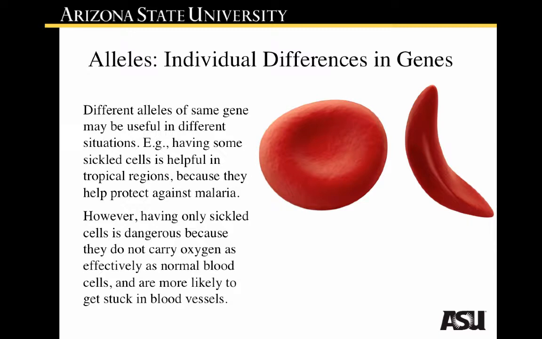So, for example, some sickled cells are helpful in tropical regions because they tend to help protect against malaria. However, having only sickled cells can be really dangerous because they don't carry oxygen as effectively as normal red blood cells. They also tend to get stuck in blood vessels.